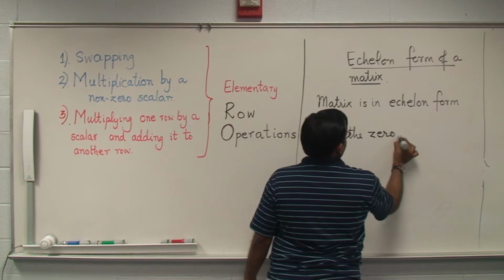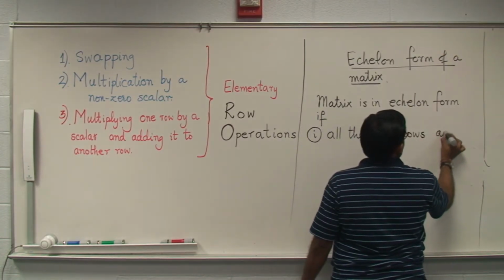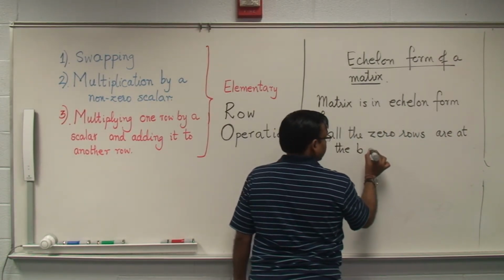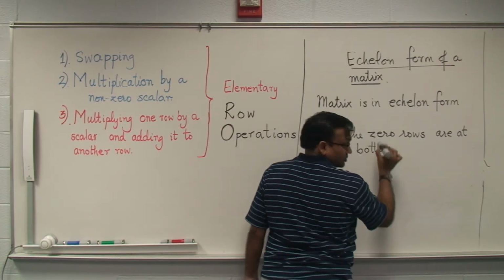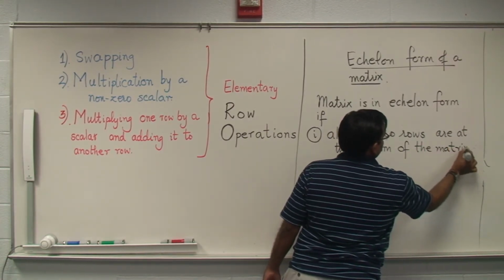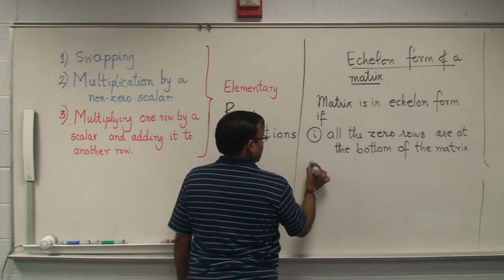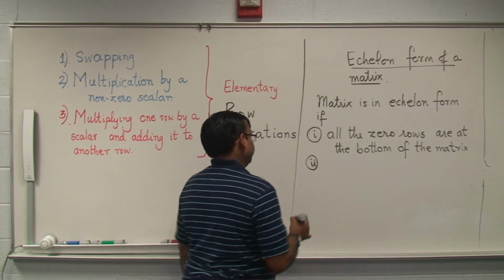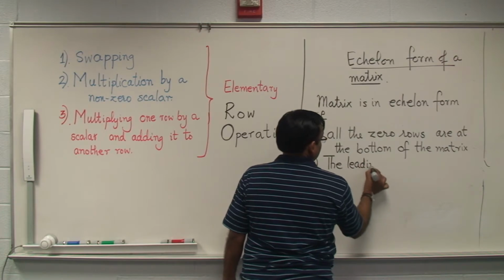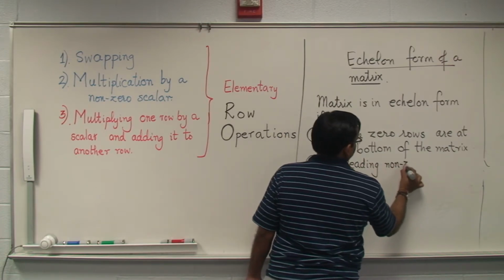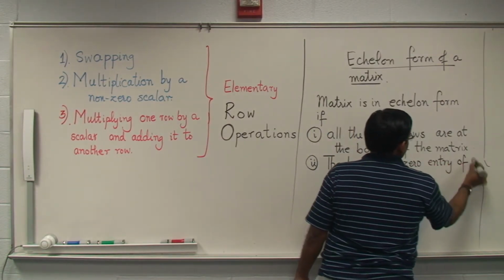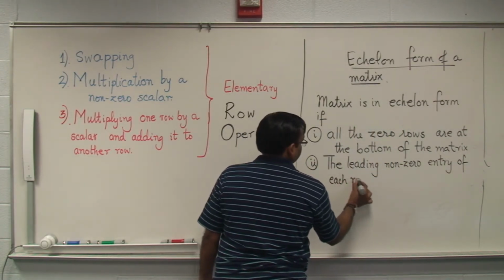If all the zero rows... the second thing is... leading non-zero entry. Each row.